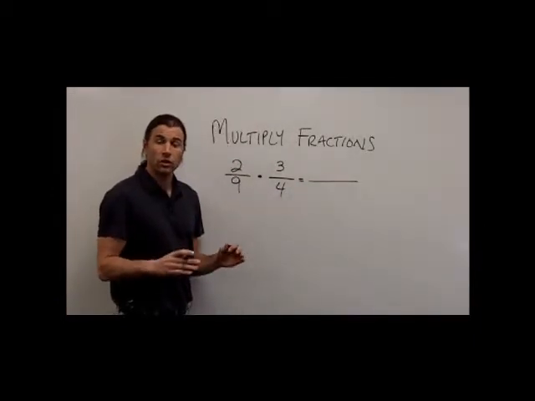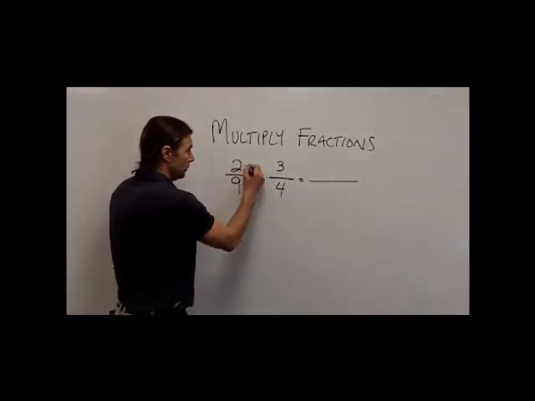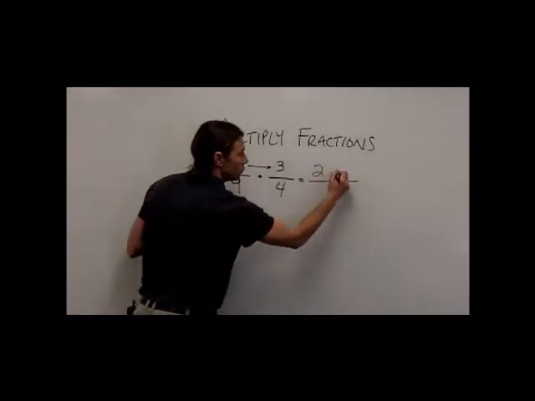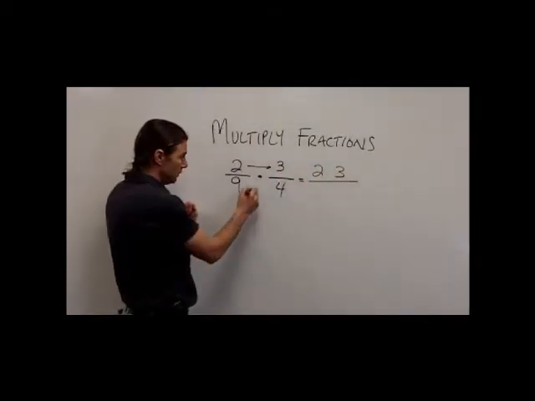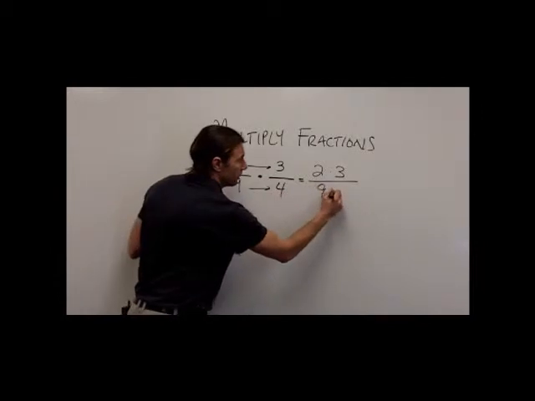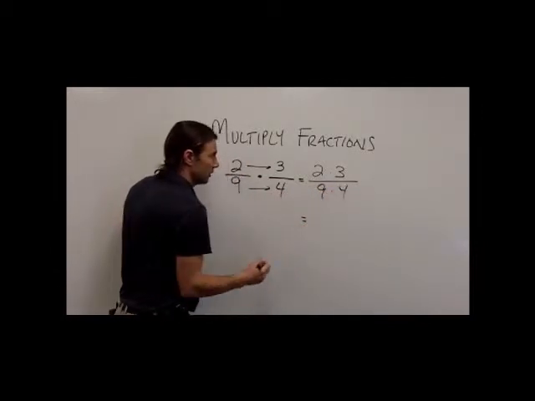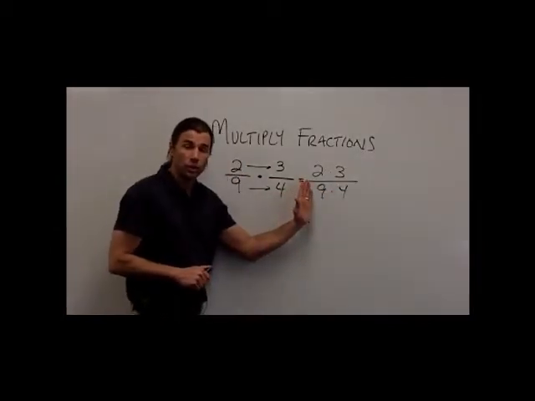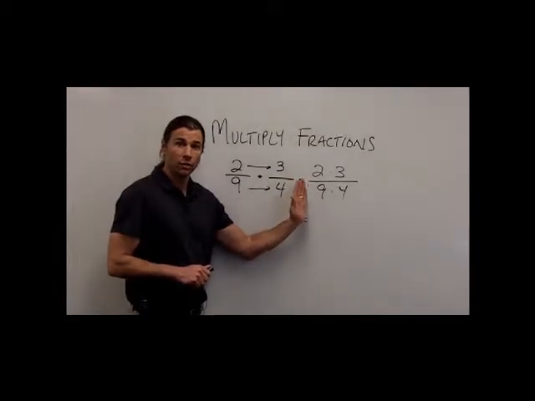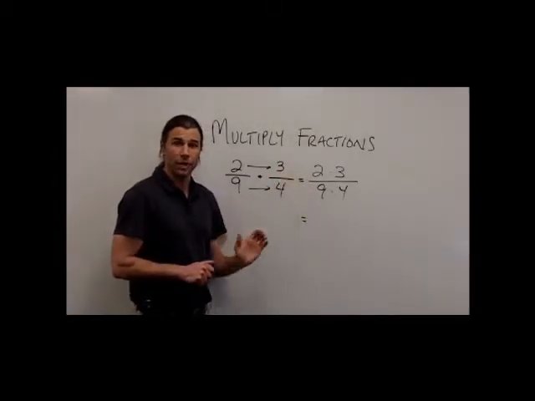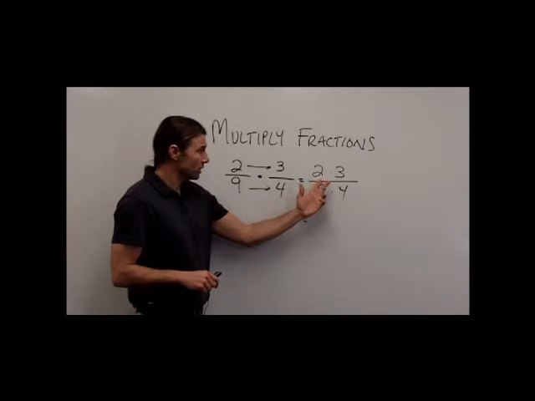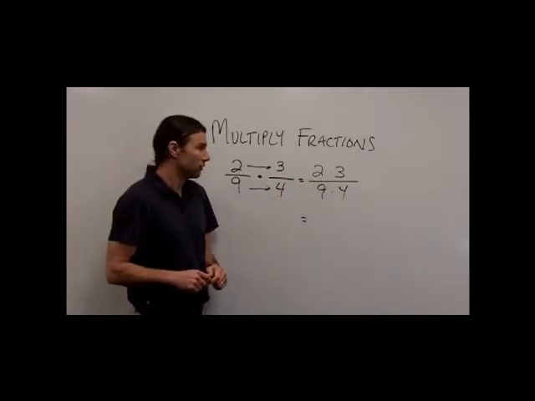When we multiply fractions, we multiply straight across. So 2 times 3 in the numerator, and in the denominator, 9 times 4. We don't actually want to multiply these numbers together because we're going to factor and simplify. Multiplying these numbers together would just create more work for ourselves.